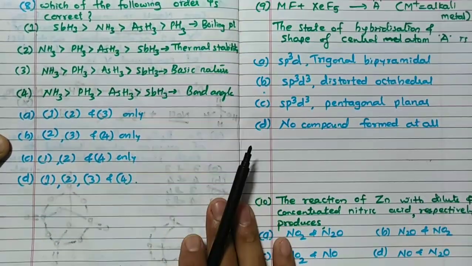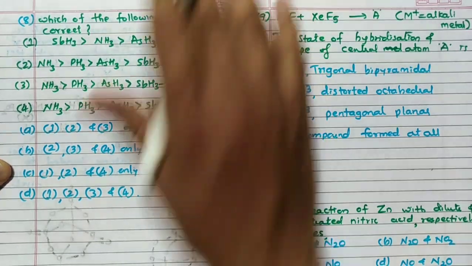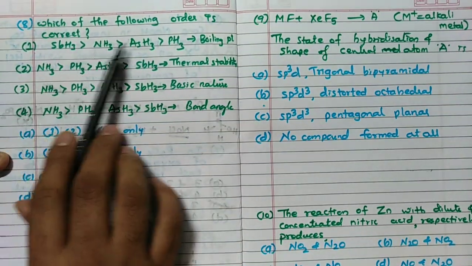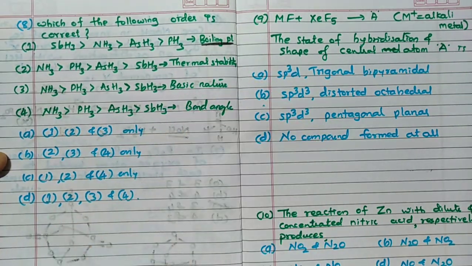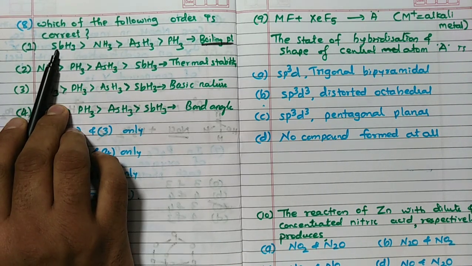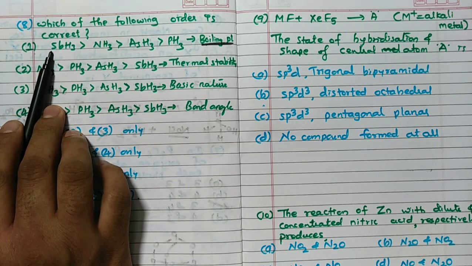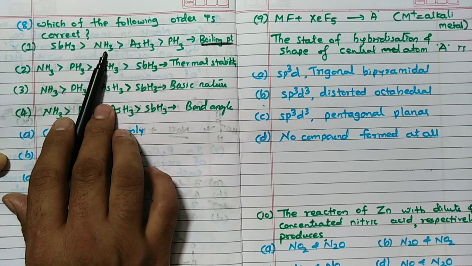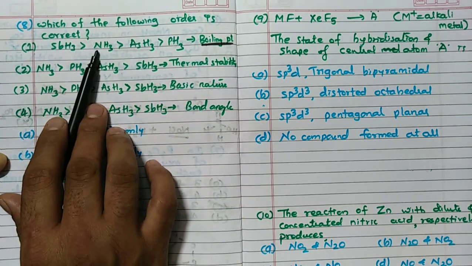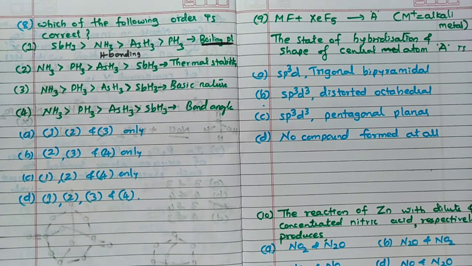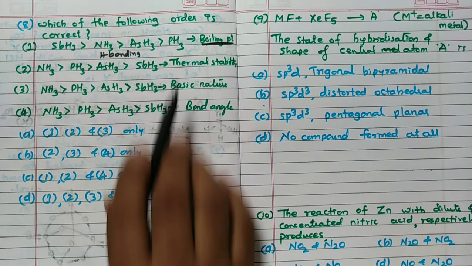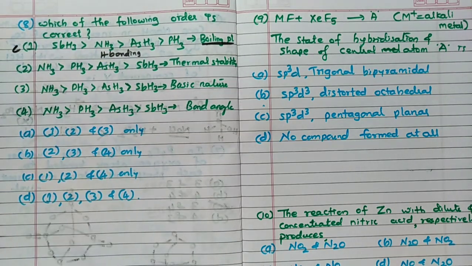Then the 8th one: which of the following orders is correct? SbH3 more than NH3 more than AsH3 more than PH3, for boiling point. Now, boiling point, remember, is related to hydrogen bonding also. Molecular mass also. SbH3 has a molecular mass more than all, hence it has the highest boiling point. Then compared to the other two, NH3 has a higher boiling point because extensive, strong hydrogen bonding is present in NH3. Because of that, the boiling point of ammonia is more than AsH3 and PH3. The first statement is correct. C, I will write.